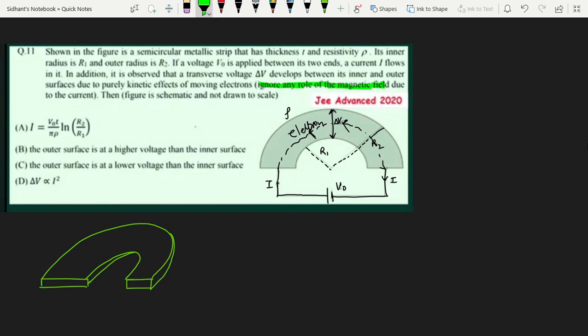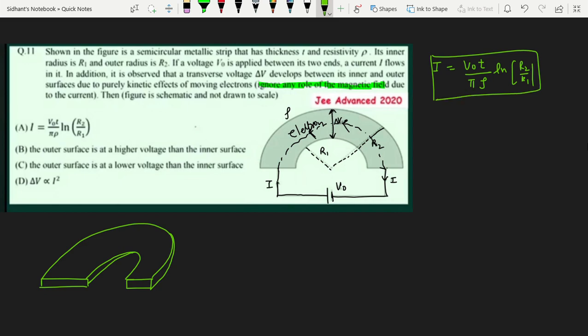So it is a multiple correct type question, and the first part is we have to find the current, right? So the value of current is given out to be how much? That is equal to V naught T divided by pi into rho and natural log of R2 by R1. This is the value of current. So let's check whether this current flows or not, okay?